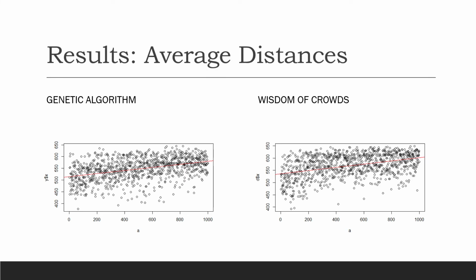Now as we jump back here, let's take a look at some of the results from my experiment. Now, the very first thing that we're seeing on the screen here are just the average distances for both the genetic algorithm and the wisdom of crowds approach. This was done over 10 successive generations.